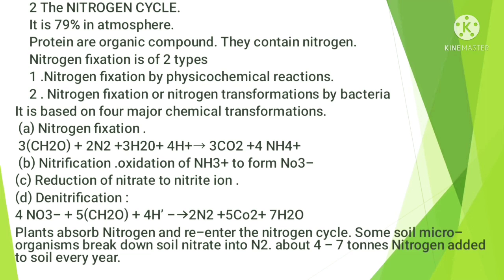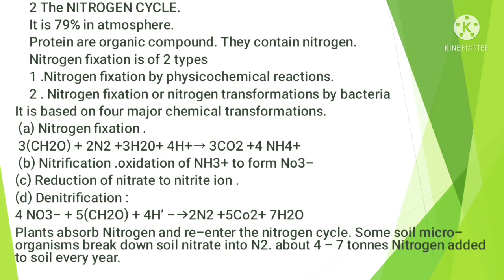Then after, let's see the second, nitrogen fixation or nitrogen transformation by bacteria. Again it is based on four major chemical transformations. First one is nitrogen fixation, second nitrification, third reduction of nitrate to nitrite ion, and fourth one is denitrification. In the first process, nitrogen fixation, N2, that is molecular nitrogen, is fixed as organic nitrogen with the help of rhizobium bacteria. In the second process, nitrification, oxidation of ammonia takes place to form NO3 minus. It is done with the help of Nitrosomonas and Nitrobacter.